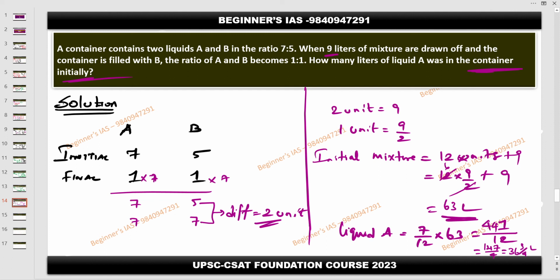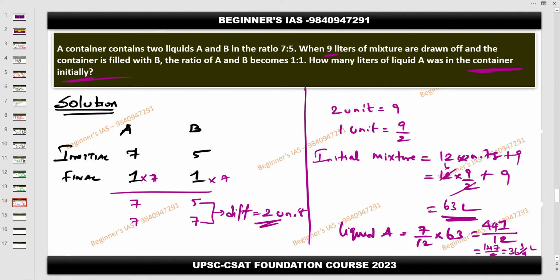I have one more question. When we calculate the initial mixture, the ratio is 7 is to 5, total 12. 1 unit means 9 by 2, right? And 9 units we have drawn out, so that's why we added here, to calculate the initial mixture. Yes, sir. Understood.